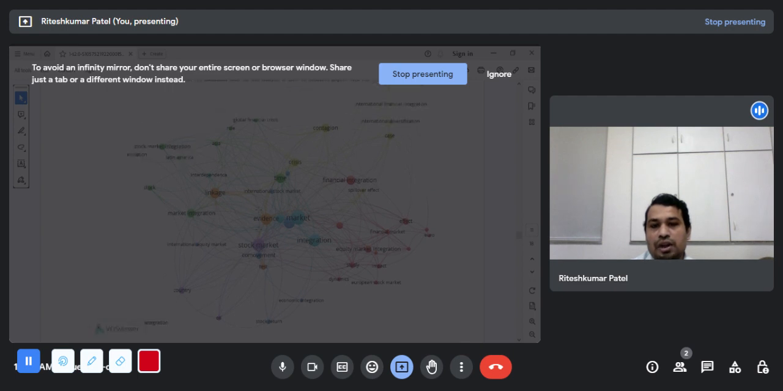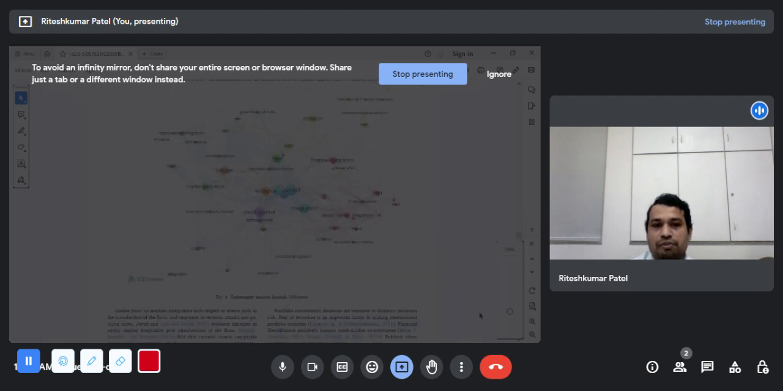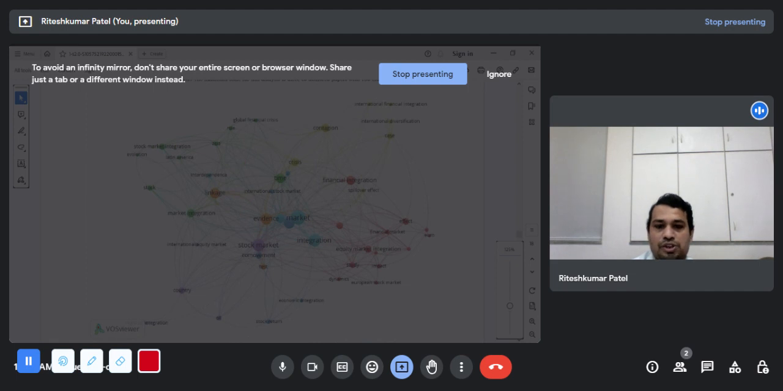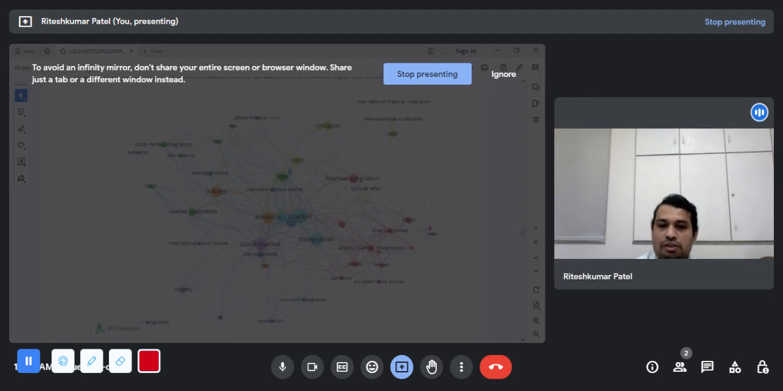Then the cartography analysis. Under the cartography analysis, you can see here financial market integration, and all the important keywords come into place. So here the cartography analysis keywords are represented. The word which is highly represented is important, and high representation of a word gives the outcome that this word is important.